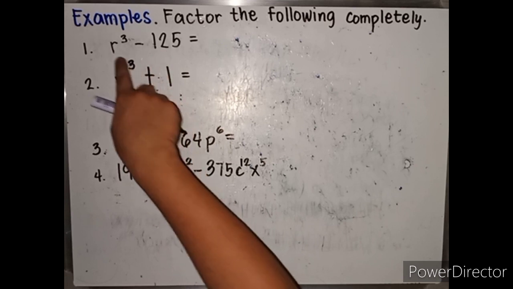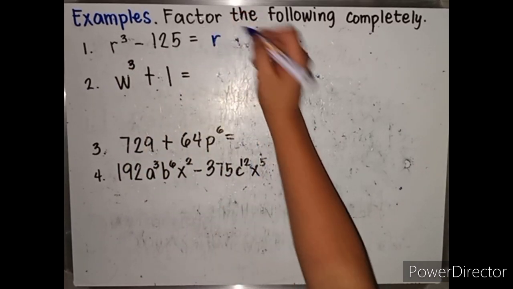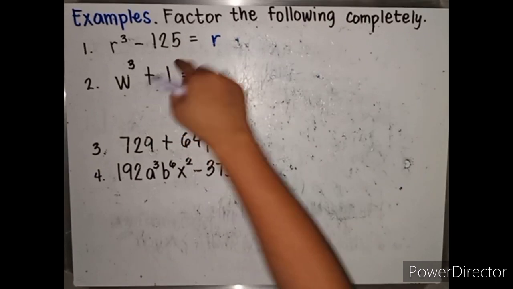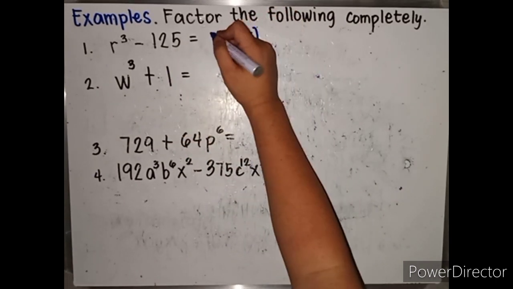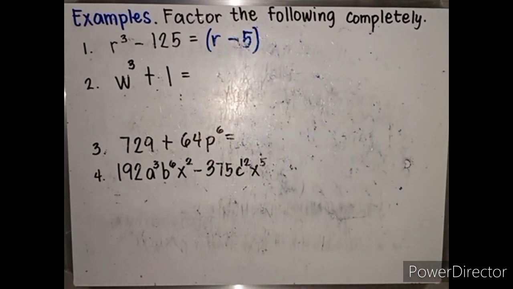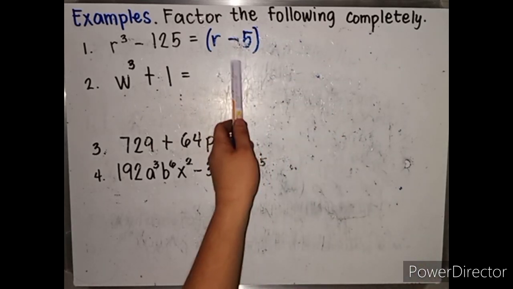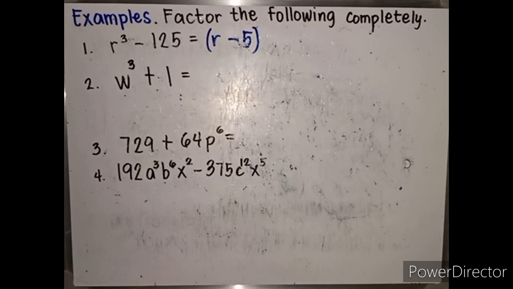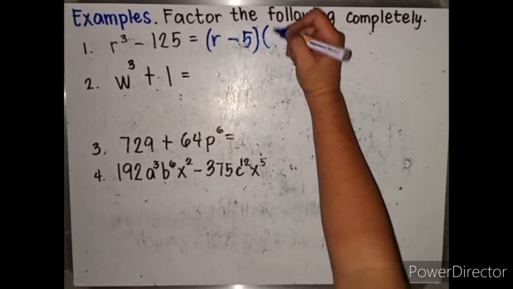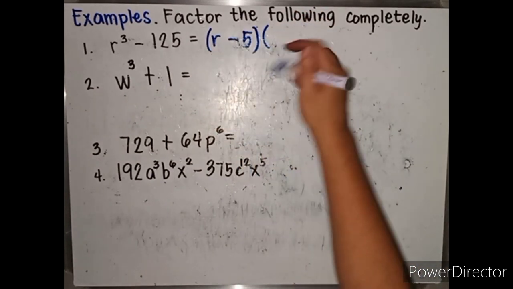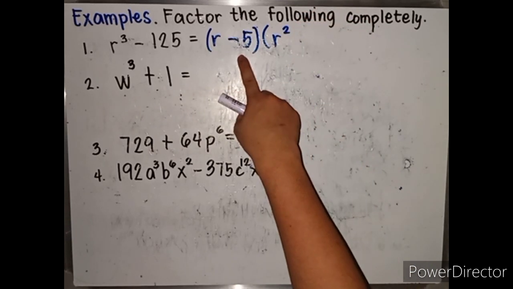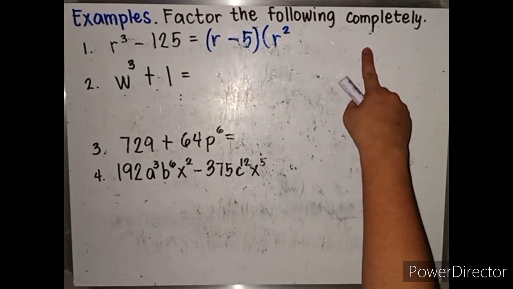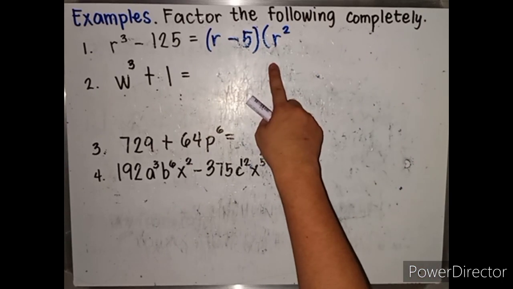So, therefore, ang cube root ng r cube ay r. Cube root ng negative 125, so that is negative 5. So, therefore, this is our binomial factor. And then, from the binomial factor, we will create the trinomial factor. So, how to create the trinomial factor? Square the first term, so we have r squared. Unahin na natin yung square the second term, lagay na lang natin sa dulo. Okay? Para mas madaling tandaan.